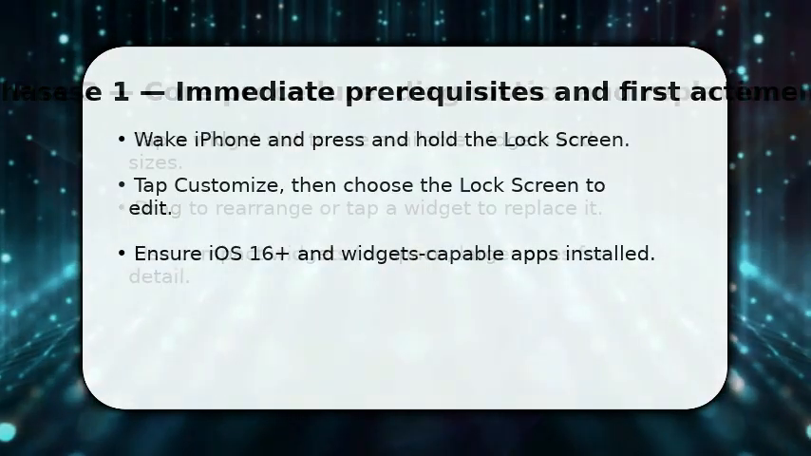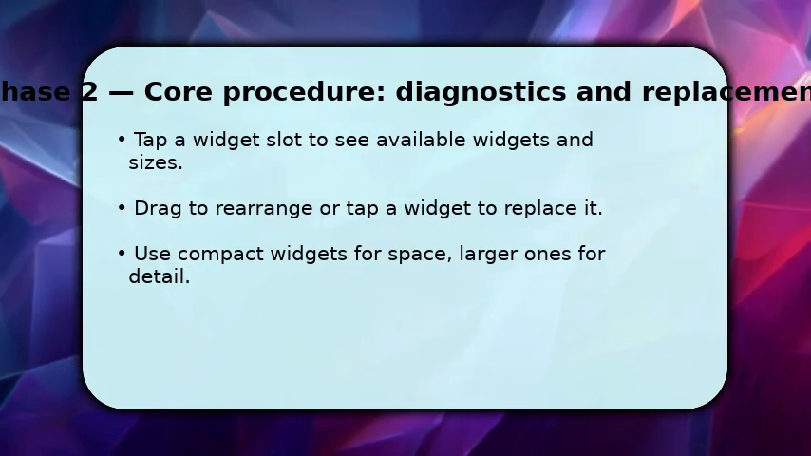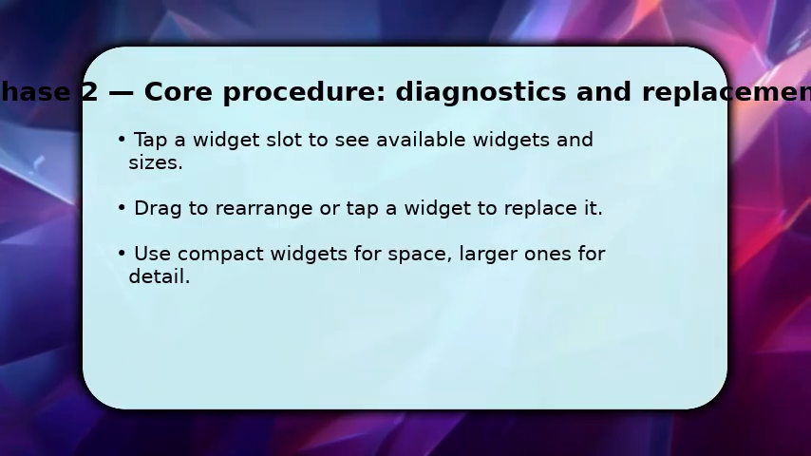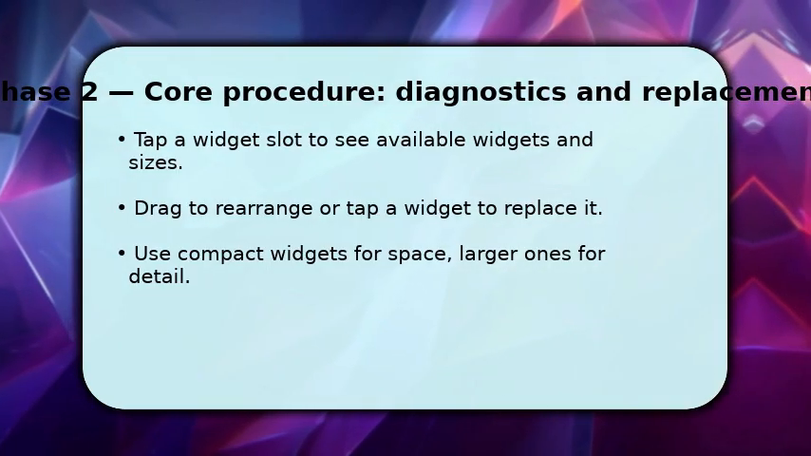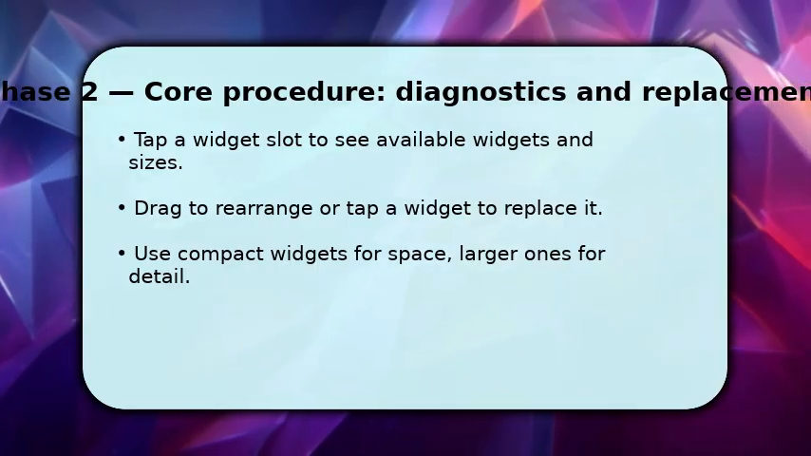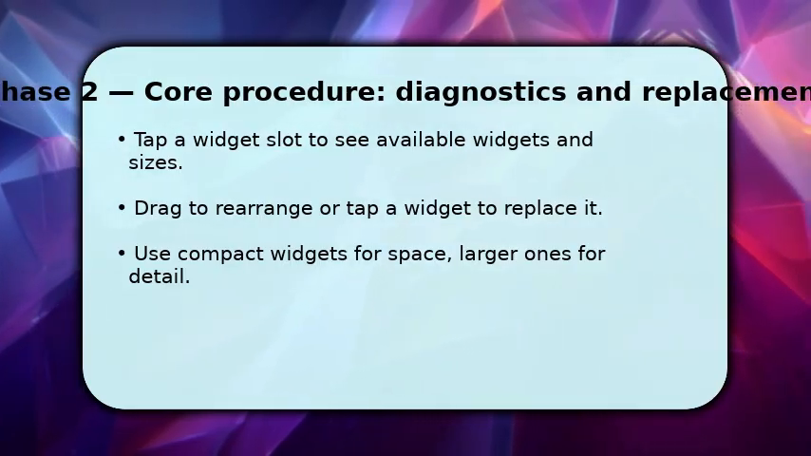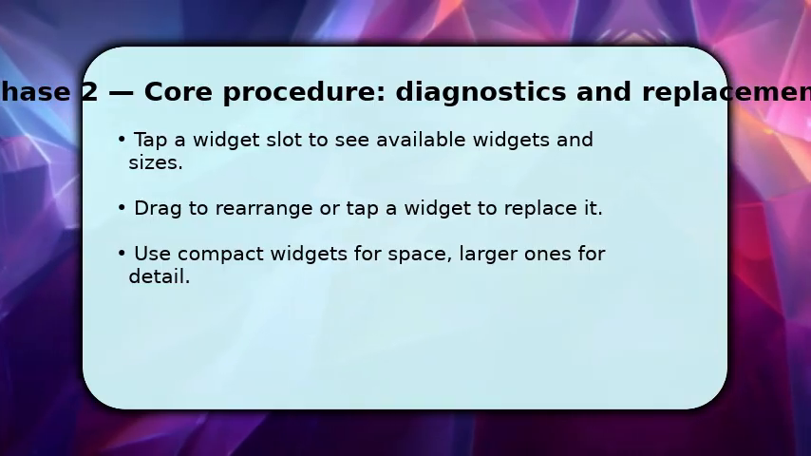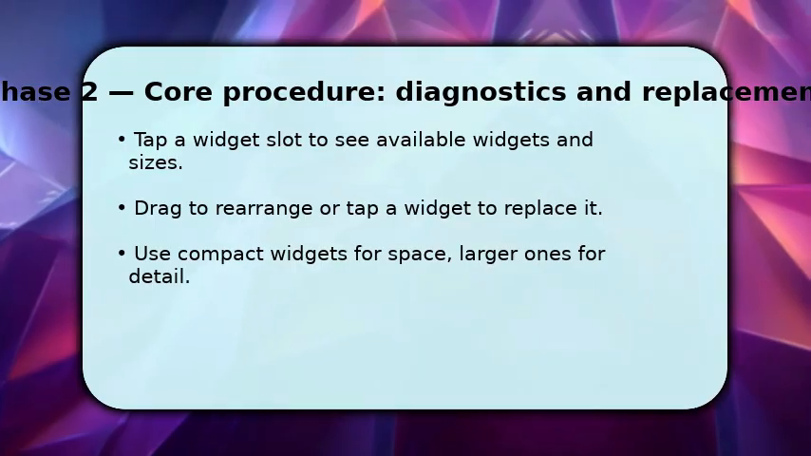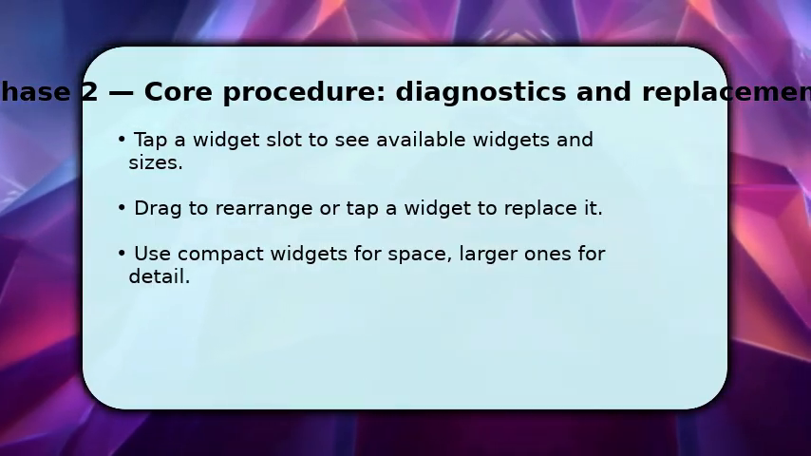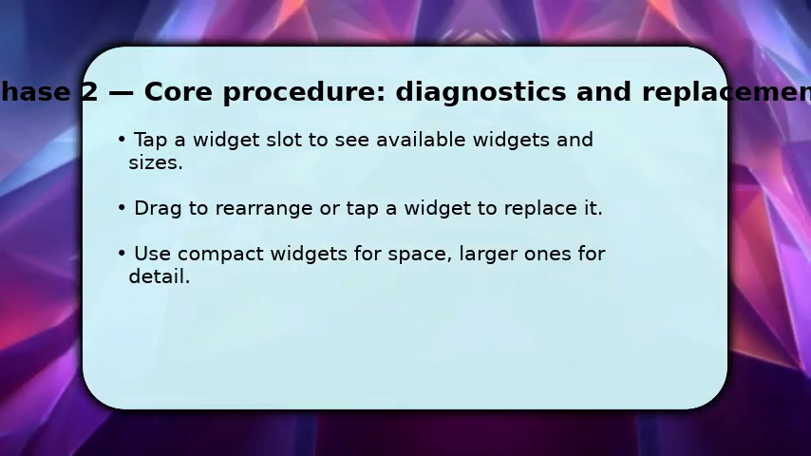Next, focus on adding and arranging widgets. Tap a slot beneath the clock and a panel opens with available widgets and sizes. You can scroll through, tap to add, or press and drag a widget to reorder slots. This is why placement matters for quick glances. Make compact widgets for minimal clutter, larger ones for more data. Once you finish arranging, use the preview to confirm readability and tap Done to save your layout.